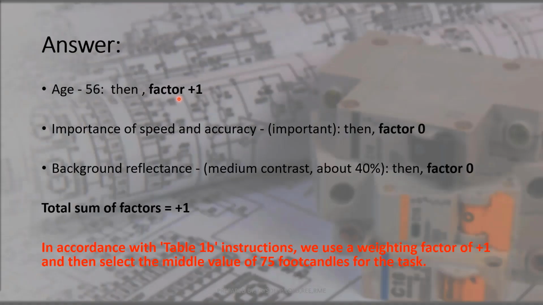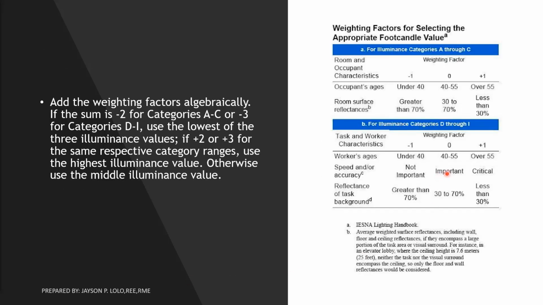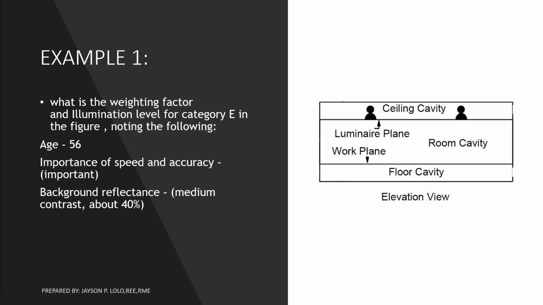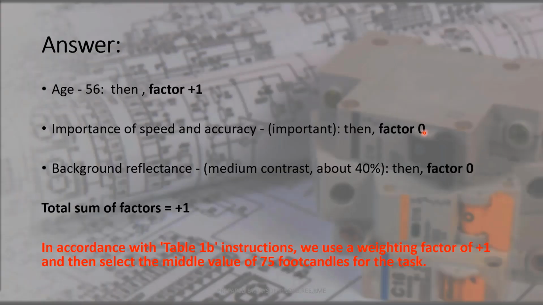So positive 1. So importance of speed and accuracy, it was indicated that it must be important. Let's go back to the table. So important, so it must be, the weighting factor is 0. Okay, 0. Then the background reflectance is medium contrast, about 40%.